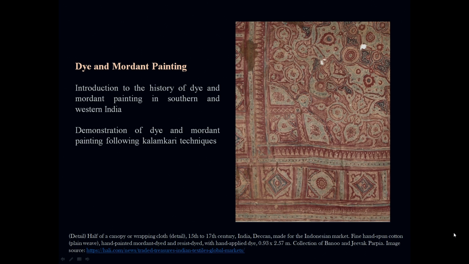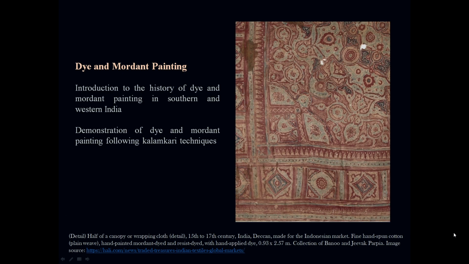In this case, we see that the outlines of the images were clearly drawn, and then the red areas are the ones which are mordant painted. And in addition to the regular painting of the outlines or contour lines, and the filling of the areas for mordant painting, we also see a use of resist, and the resist dyeing is used for the areas which are marked in blue.